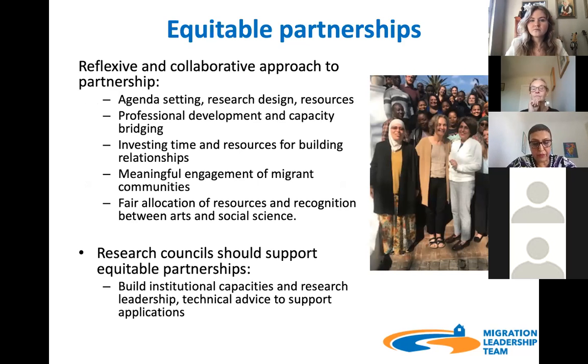This requires, we argue, collaboration at all stages of research, from agenda setting to research design to resource allocation and distribution. In order for equitable partnerships to be realizable, we need further investment in professional development and capacity bridging. When we talk about investment, we need to think about investment in time, which is what we really need in order to build relationships, as well as an investment in resources. We need to promote a meaningful engagement with migrant communities, and we need to have a fair allocation of resources and recognition between the arts and the social sciences. So our key recommendation to the research councils in relation to equitable partnership building is to build institutional capacities and research leadership, and to offer technical advice to support applications.